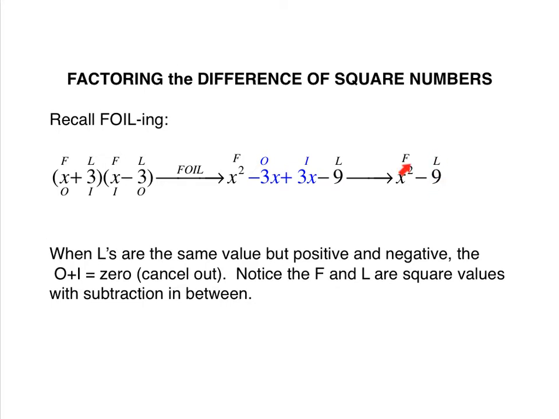So these are called square values. x squared from x times x, -9 from a +3 times a -3. So x squared is a square value, 9 is a square value for 3. And again, in these cases, what's happened is your outer and your inner add up to 0. So we're going to reverse these.